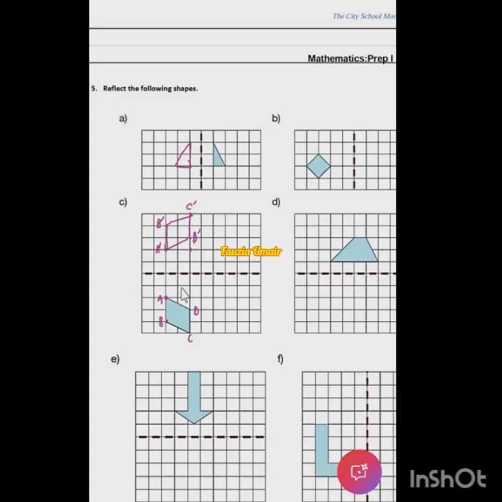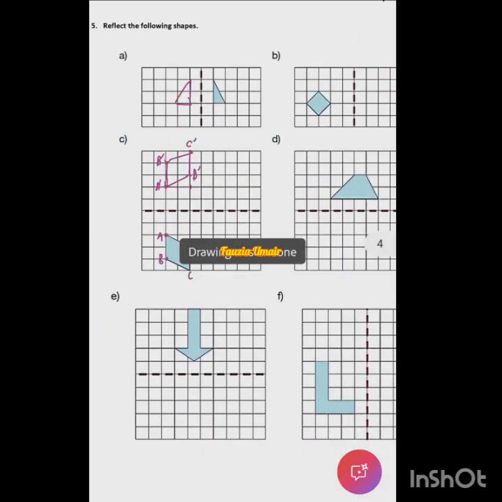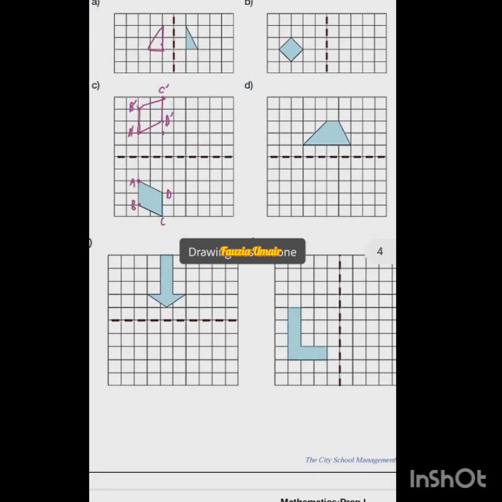Do you want me to draw all these, or have you done it already? No, ma'am, we have not done it, but I know how to do it. Yes, you have learned it in grade 5, I believe. Yes. Very good.